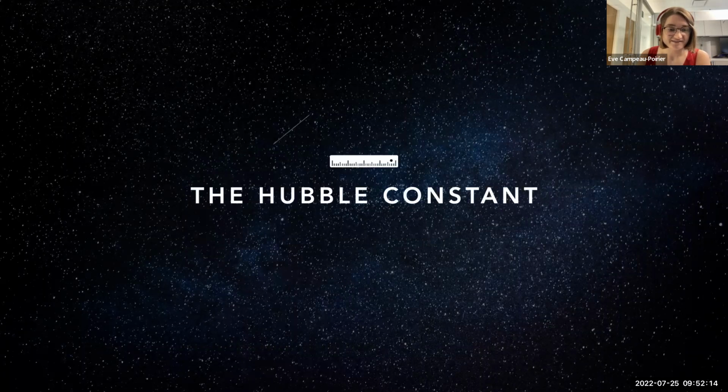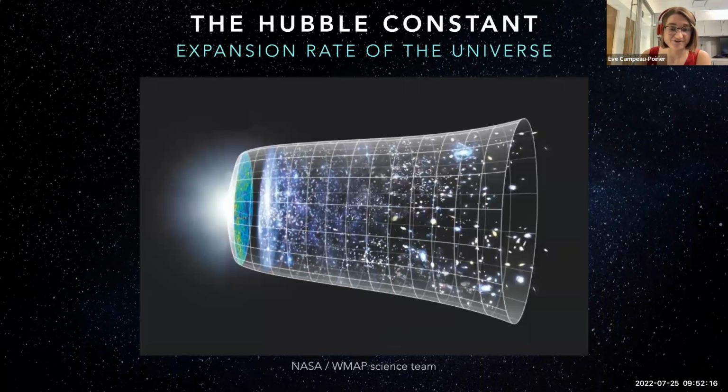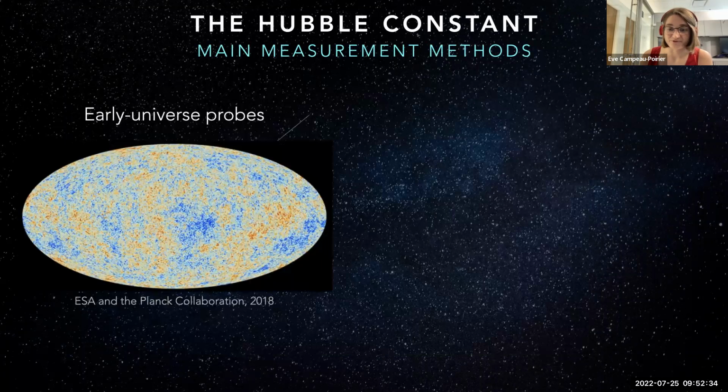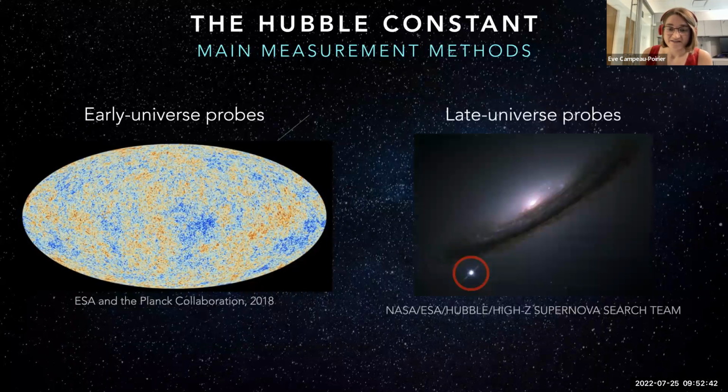So first, the Hubble constant. As you know, it is today's expansion rate of the universe. It is important because it is one of the main parameters of the lambda CDM cosmological model. So it has an impact on many fields in astrophysics. There are two main categories of methods to measure H0. The first one relies on early universe probes, like the cosmic microwave background. These methods are indirect and model dependent. The second category uses late universe probes, such as type 1a supernovae. And these methods are more direct measurements.